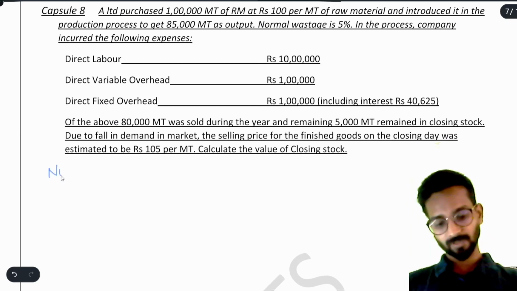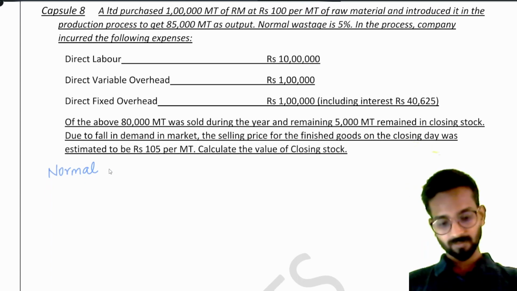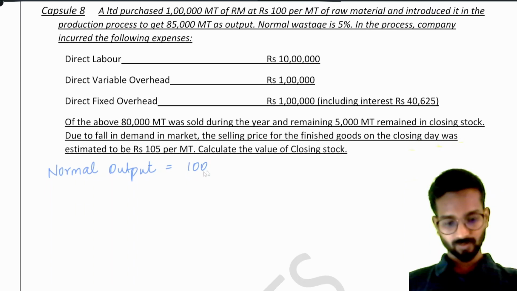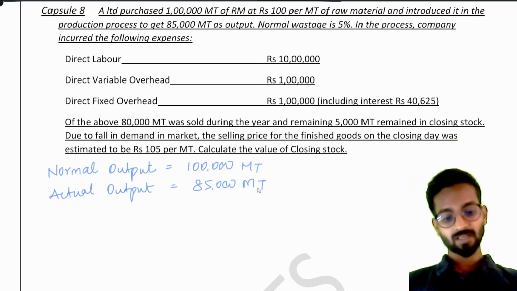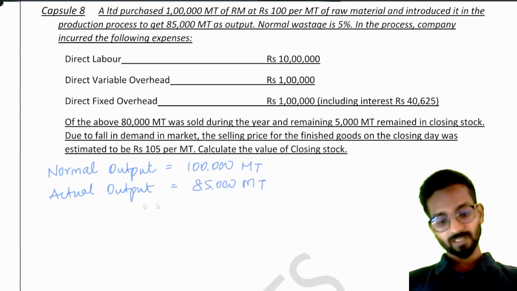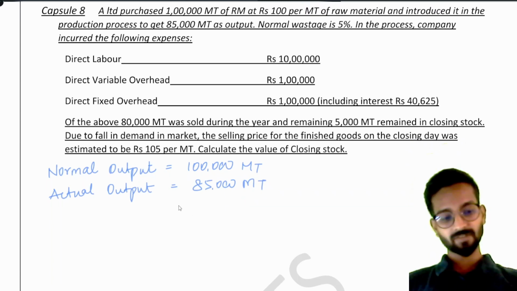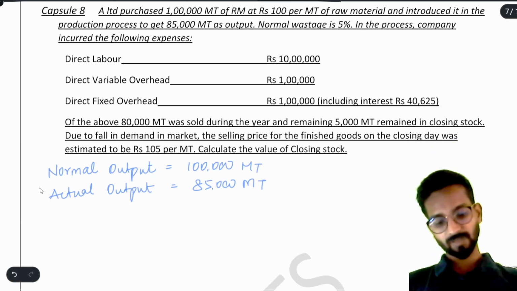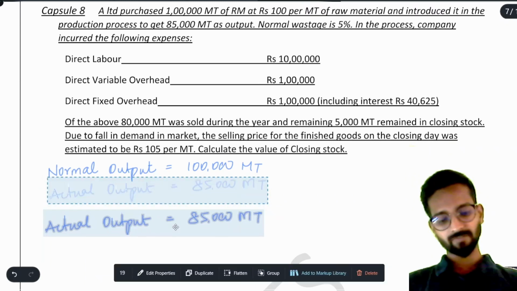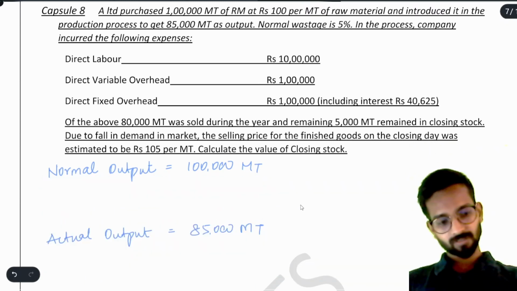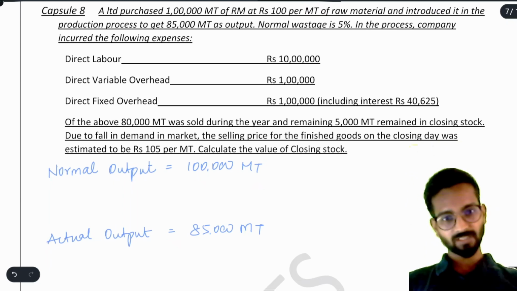They have given that my normal output or capacity, you can write anything, normal output is 1 lakh metric ton. Actual output is how much? 85,000 metric ton. It means there is obviously some wastage. How much is the wastage? See, if normal is 1 lakh and actual output we have received is 85,000, can you tell me how much is my wastage? Sir, very simple, 1 lakh minus 85,000. Very good. It means the total wastage will be 15,000.